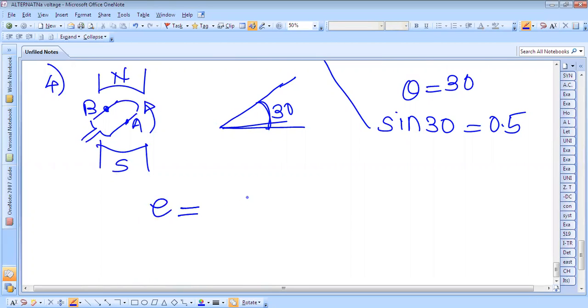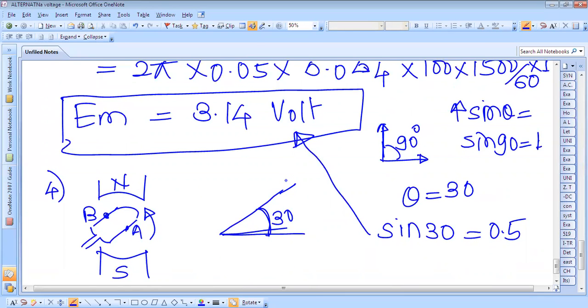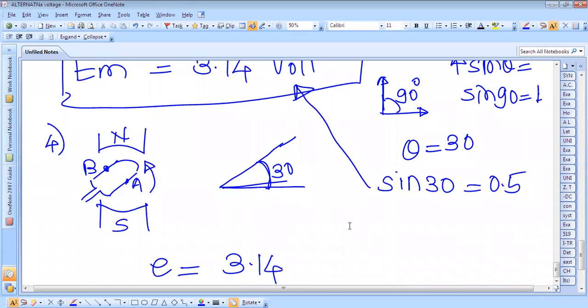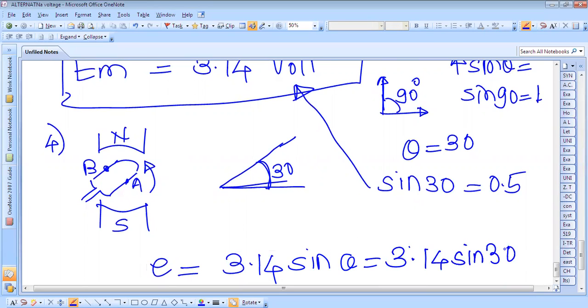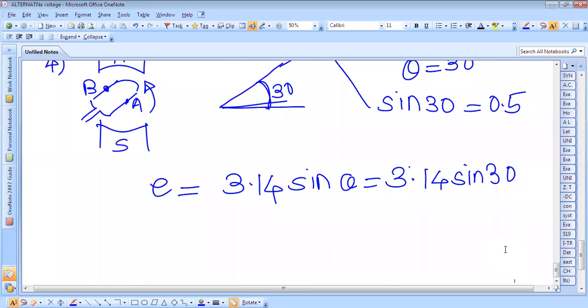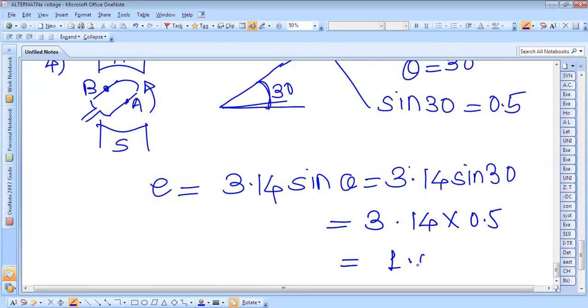this is instantaneous values, therefore 3.14. We are directly writing 3.14 because we have got this values 3.14. Just we have to multiply it by sine theta. Sine theta, which is given, it is 3.14 sine of 30. So it is 3.14 into 0.5. This is equal to 1.57.